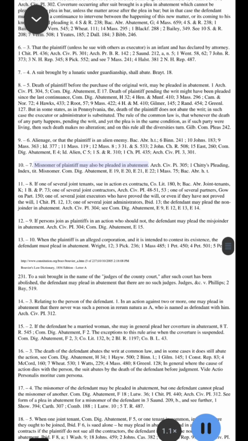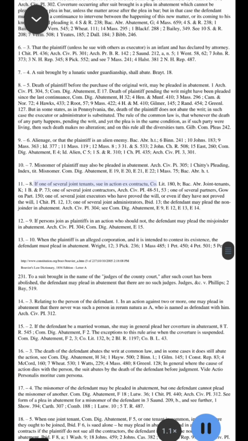7. Misnomer of plaintiff may also be pleaded in abatement. Arch. Civ. Pl. 305, 1 Chitty's Pleading, Index, Tit. Misnomer, Com. Dig. Abatement, E19, E20, E21, E22, 1 Mass. 75, Bac. Abr. H. T.